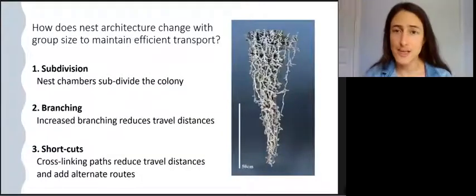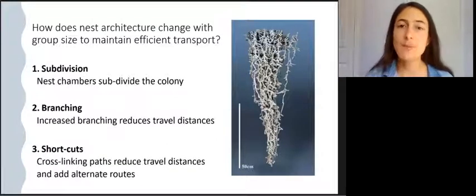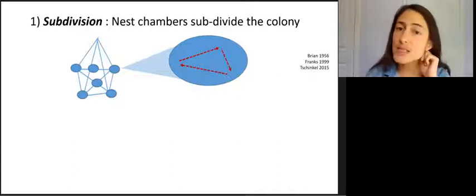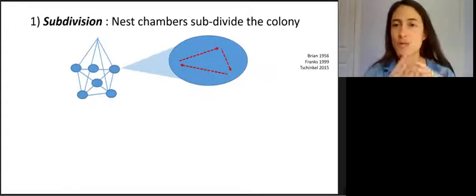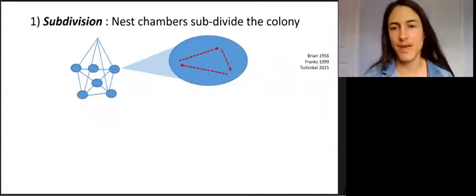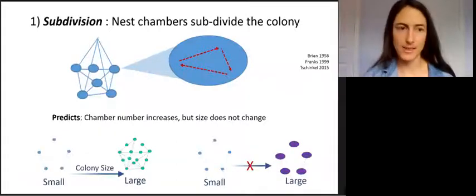So the question I tackled here was, how does nest architecture change with group size to maintain transport in nests of larger colonies? And I proposed three mechanisms for how nests might accomplish this. So the first, the subdivision hypothesis, proposes that nest chambers physically compartmentalize individuals into smaller subgroups so that these subgroups are small enough that individuals maintain rapid contact and there isn't this viscosity of having to move through large crowds. And this hypothesis predicts that as colony size increases, the number of chambers in their nests ought to increase, but that the size of those chambers should not.